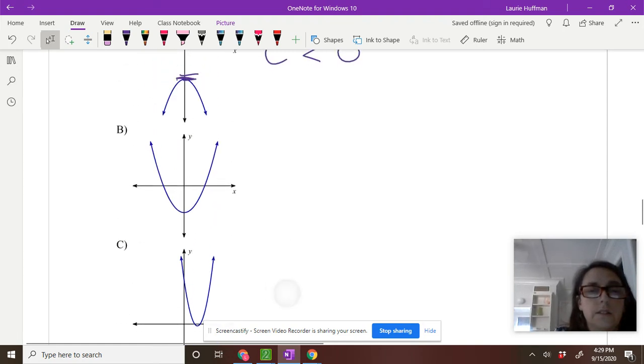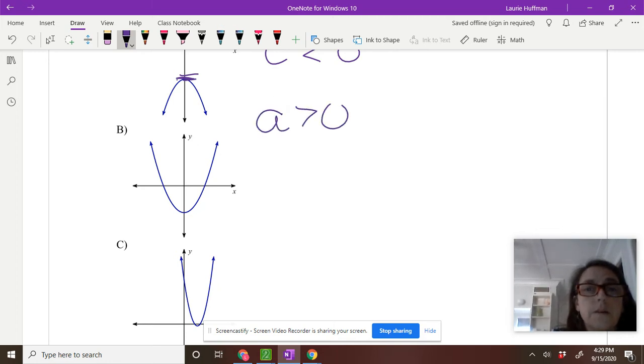Okay, let's look at the second one. The parabola opens up, so that means a is greater than 0. The y-intercept is right here below the x-axis, so that would be a negative number, so c is less than 0.